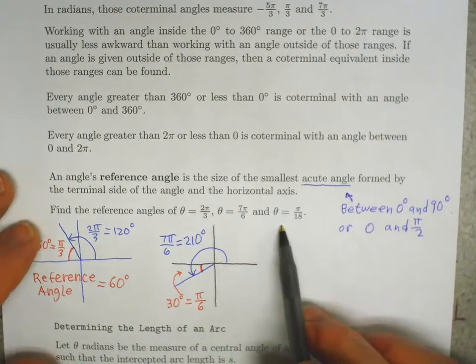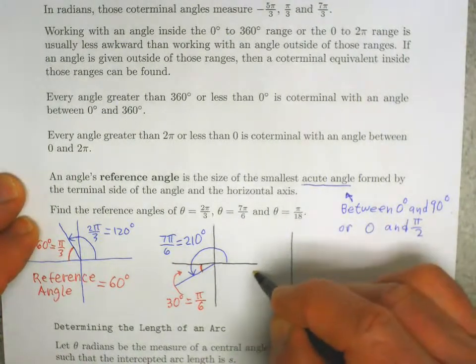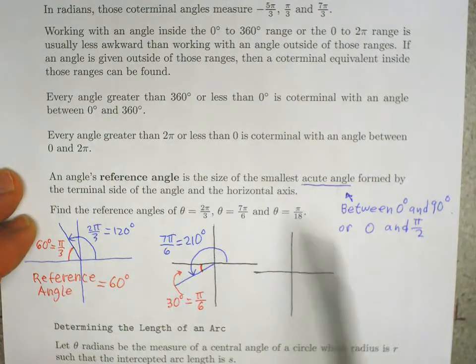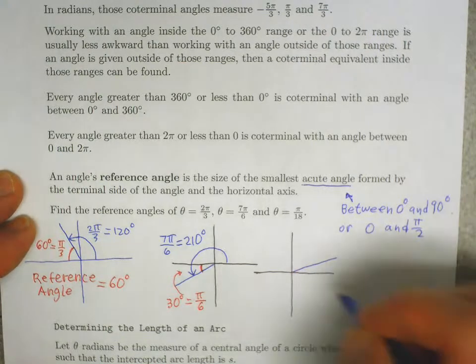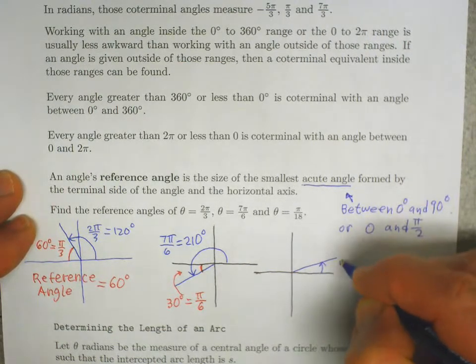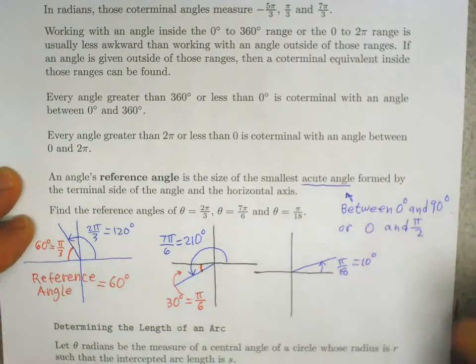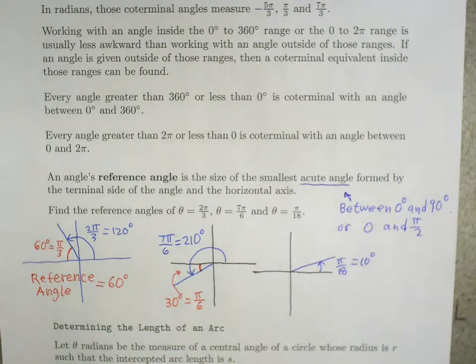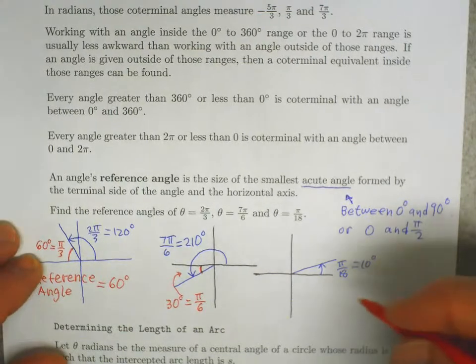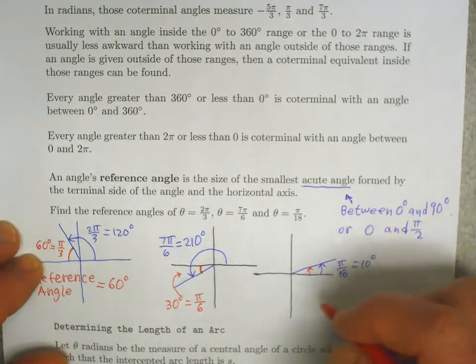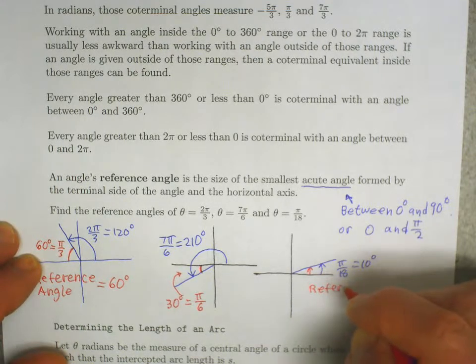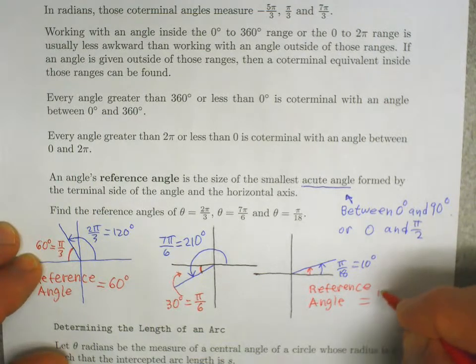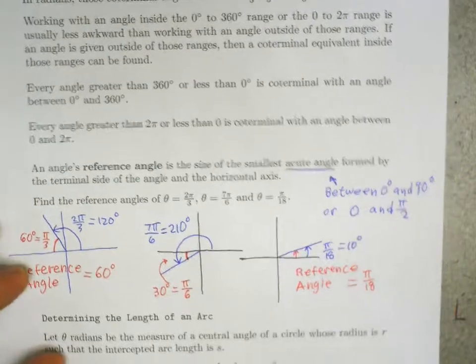Okay, the angle theta equals pi over 18. If you convert that to degrees, that's just 10 degrees. So this angle is in the first quadrant, pi over 18, or 10 degrees. So any positive angle that's in the first quadrant is its own reference angle. So this is the same as the reference angle. I guess I didn't need to write all of that out, but pi over 18 or 10 degrees.